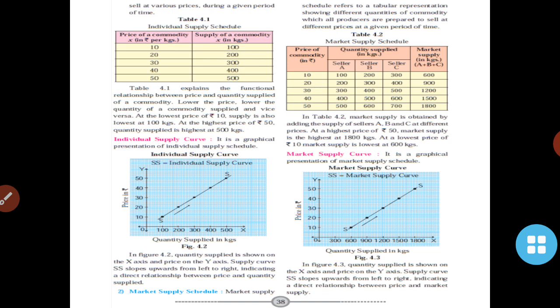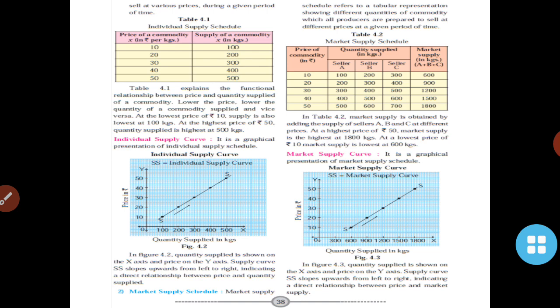x-axis and price on the y-axis. Now two axes are given, x and y. In the graph, SS slopes upwards from left to right, indicating the direct relationship between price and quantity supplied.